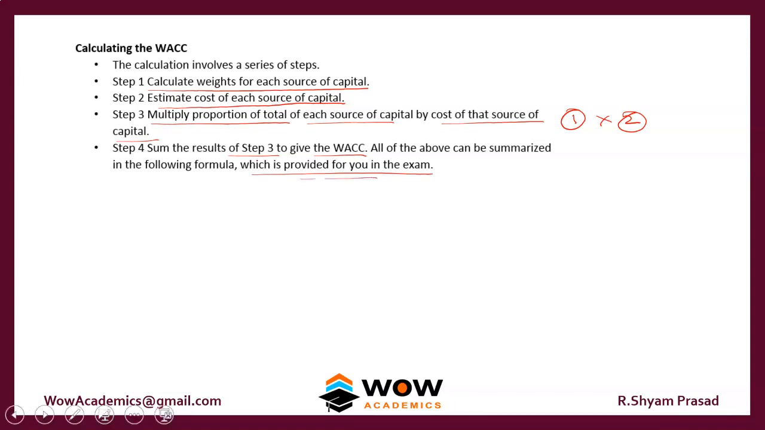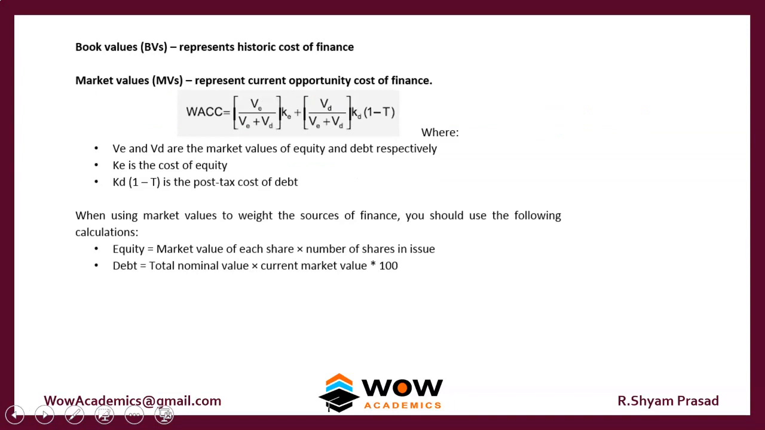So we'll start with the calculation. See, there are two methods to calculate the WACC. One is called the book value method, and the other is market values. So usually in the exam they will specify which method you have to use to work out the problem. If they do not specify which method, you have to use market value.